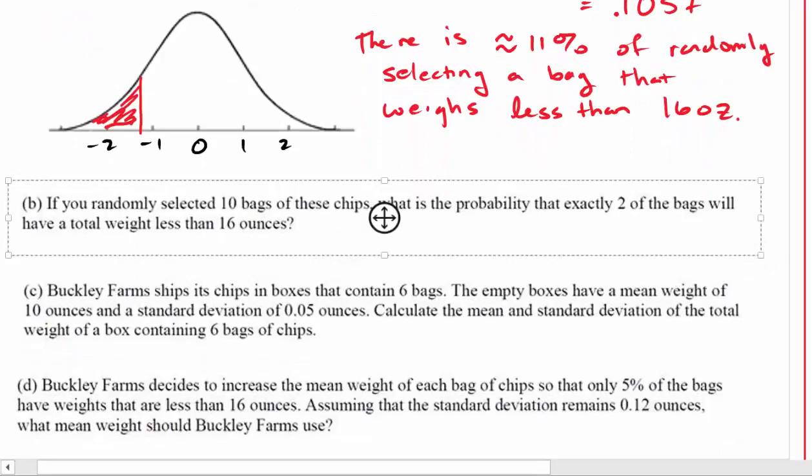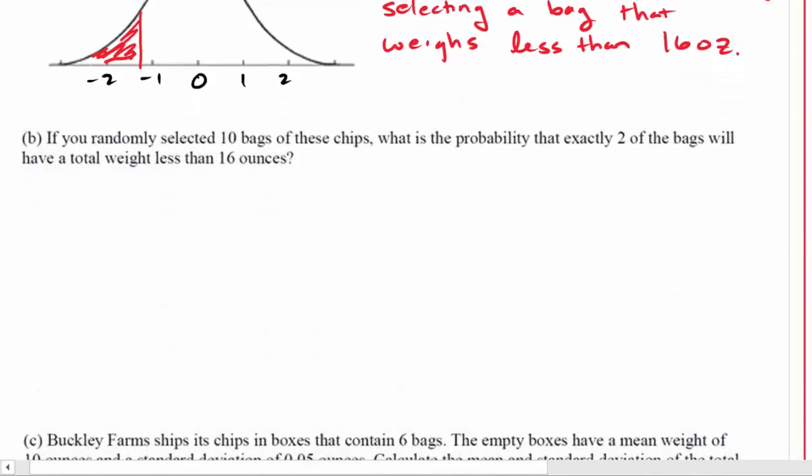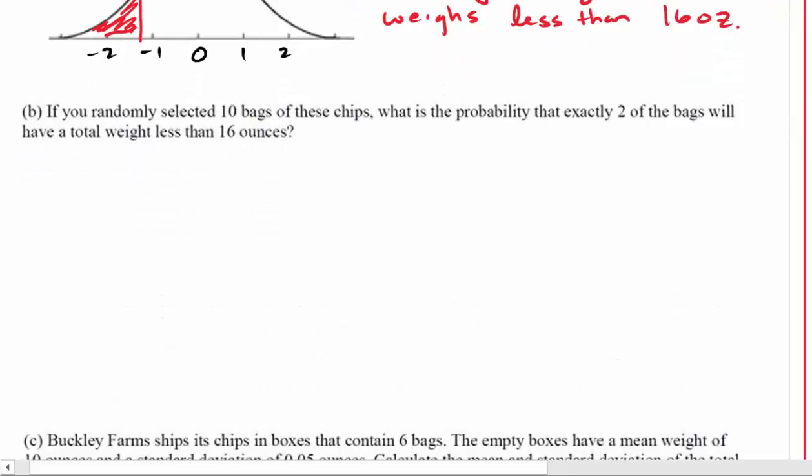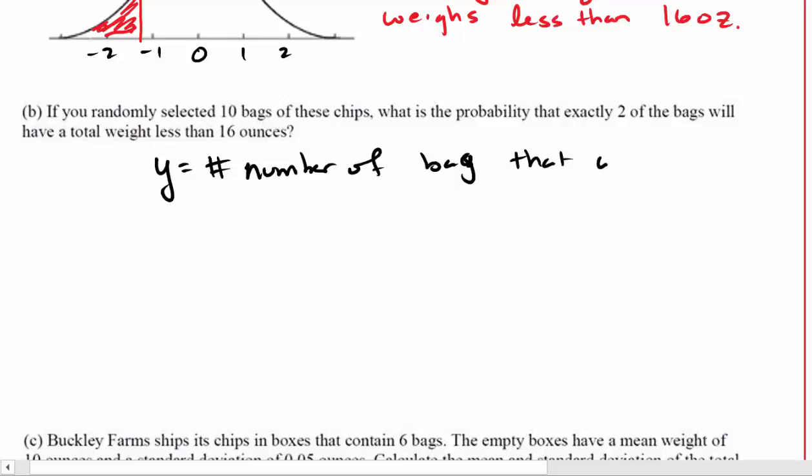For part B, let's give ourselves some space. If you randomly select 10 bags of these chips, then what is the probability that exactly 2 of these bags will have a total weight less than 16 ounces? So this is actually a binomial distribution because we're looking for the possibility that it does or does not. Well, what we want is to let there be a Y. Y is the number of bags that weigh less than the 16 ounces that we want.